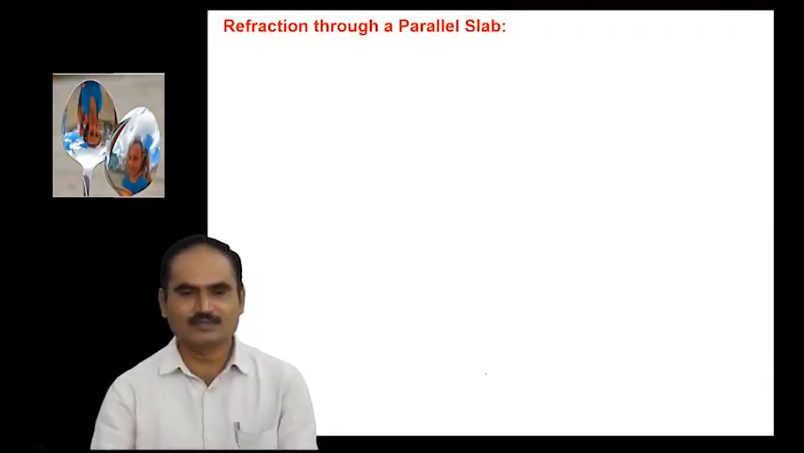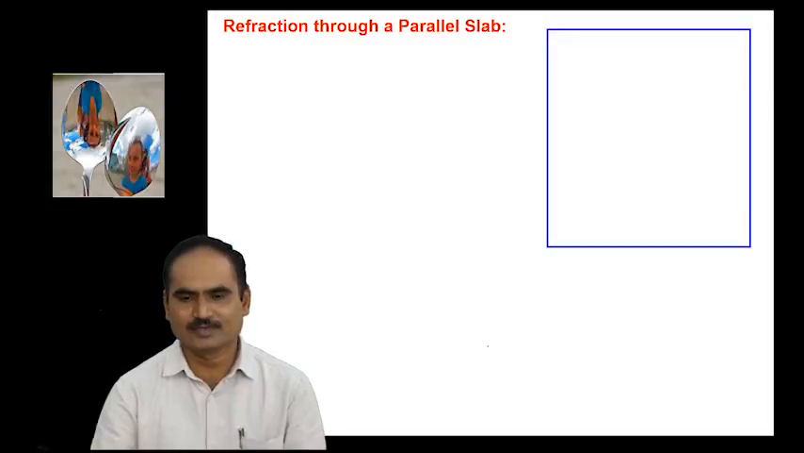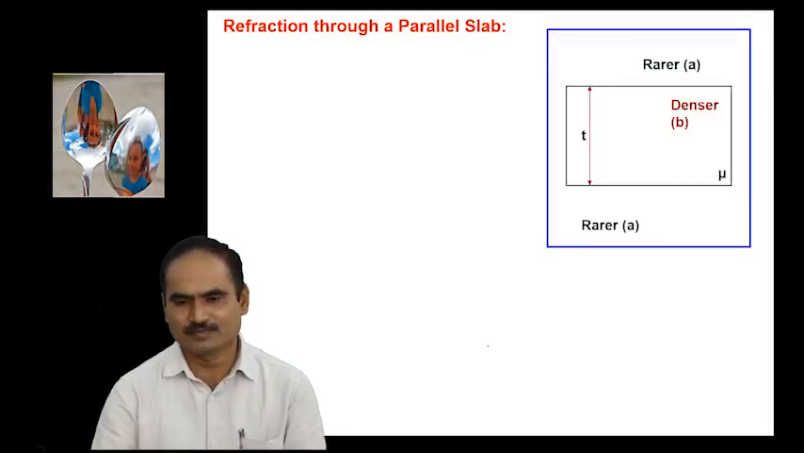Then after this, we'll go on to understand refraction through a parallel slab or a glass slab. Let us take here a glass slab, right, of thickness T and refractive index mu, placed on a table, right.